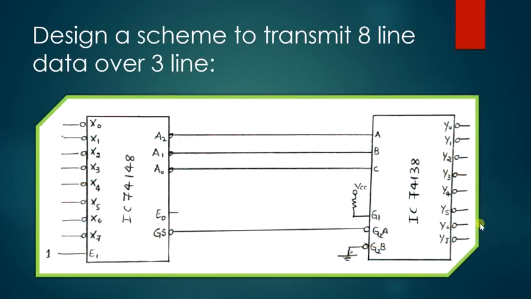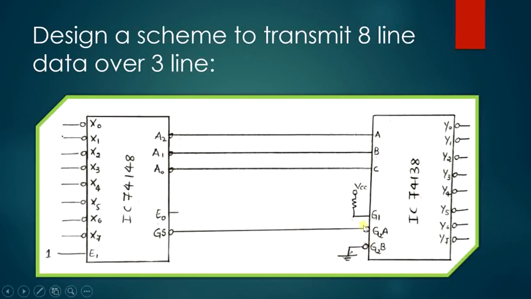So what we are going to do here is, we'll use an IC 74148, which is the priority encoder IC, and we are going to use an IC 74138, which is a 3:8 line decoder. Okay, this we have seen in the previous class when we studied the decoders.